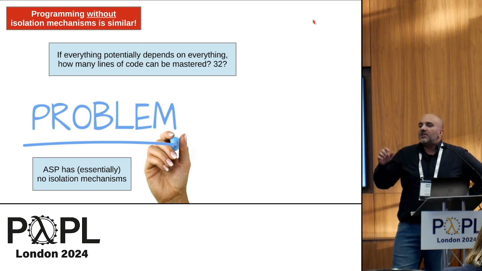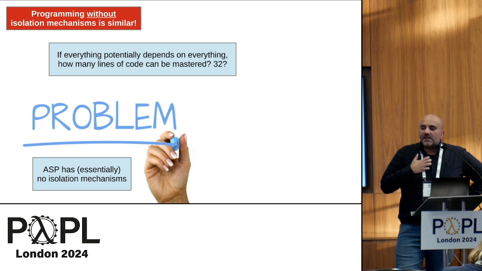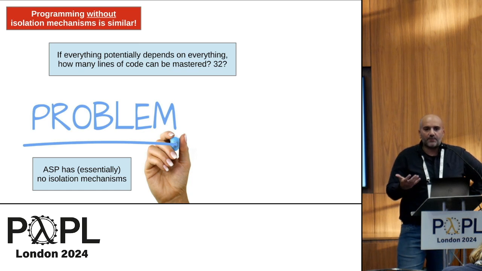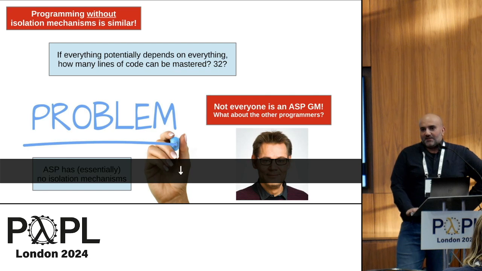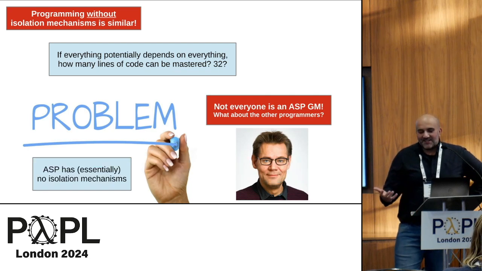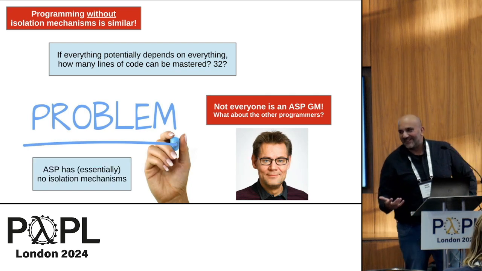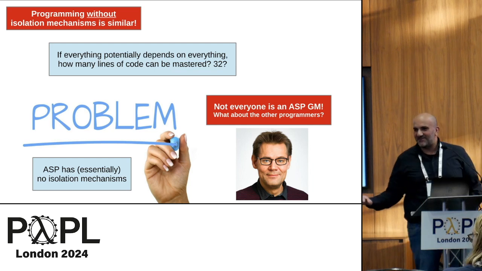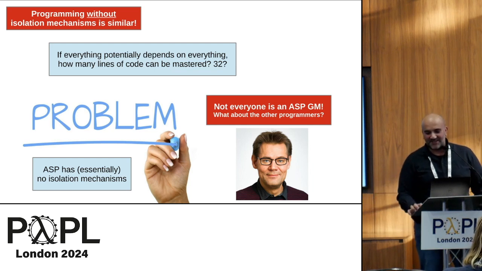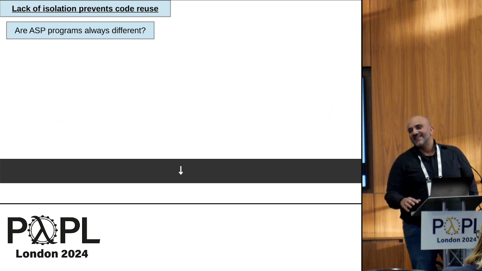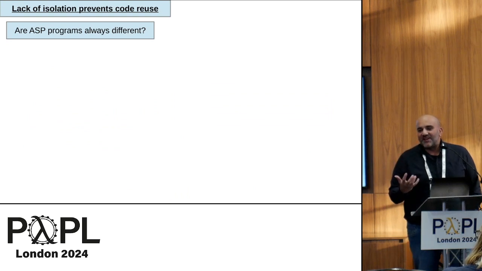Now, big problem: I'm mainly an ASP guy. In ASP, there is no isolation mechanism. So every time I encode in ASP, I feel like I'm playing a chess game. It's a big problem. Not everyone is an ASP grandmaster. So what about the other programmers? We would like them also to play the game, and enjoy. So what's the problem of the lack of isolation? It's difficult to reuse the code.